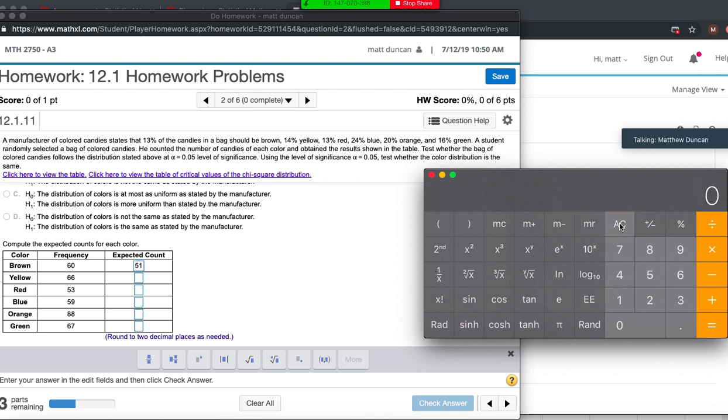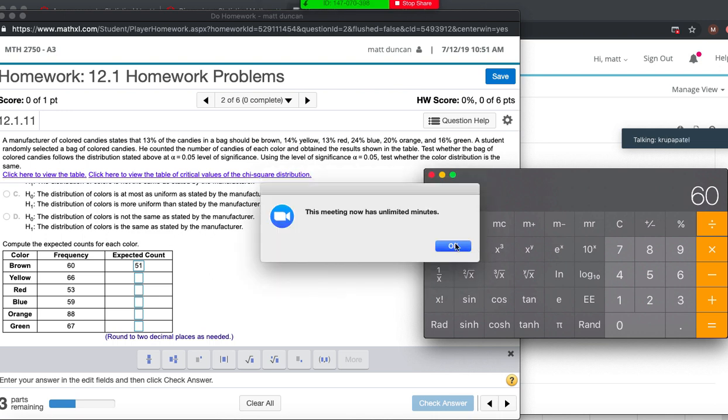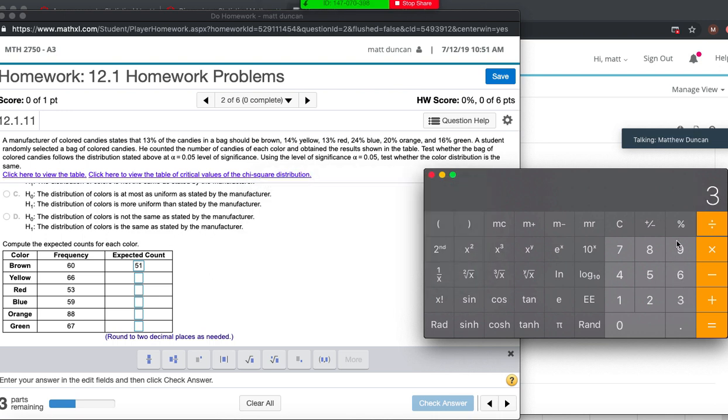Well, okay, so hold on. I think you're getting two things confused. One is the actual percent of brown candies in the bag. The actual percent of brown candies in the bag is 60 divided by 393, which is 15%, which is not 13%, right? Which is why the 60 and the 51 don't match.